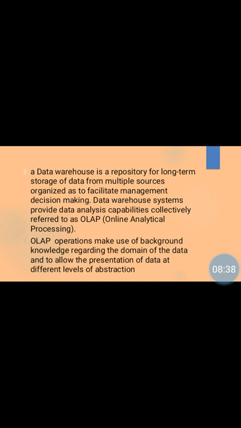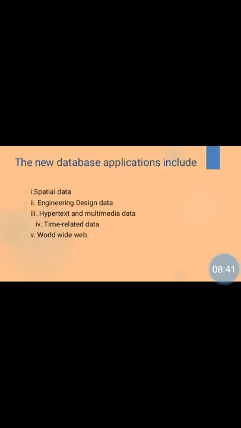Next is the new database applications. The fourth one is the new database applications. So what are all the new applications? We have to get the new database applications, spatial data, such as maps. The best example of spatial data is maps, satellite maps. Second one is engineering design data, such as design of buildings, system components or integrated circuits. These are all examples.